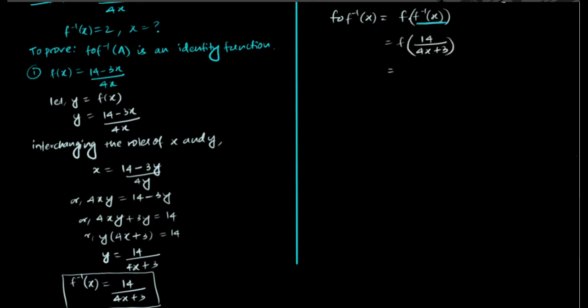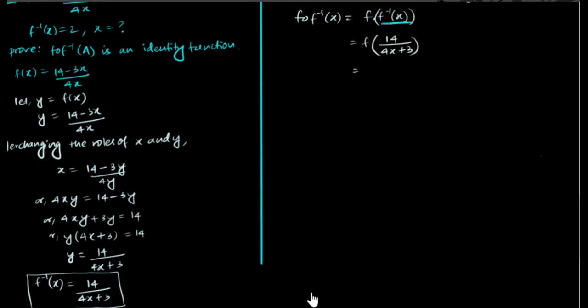So f inverse x is 14 divided by 4x plus 3, and I need to find the value of f of 14 by 4x plus 3. Since f x is equal to 14 minus 3x by 4x, as given in the equation, to find f of 14 by 4x plus 3 you need to replace this x with 14 by 4x plus 3. If you replace this x on the left side, then you need to replace both x's on the right side also.